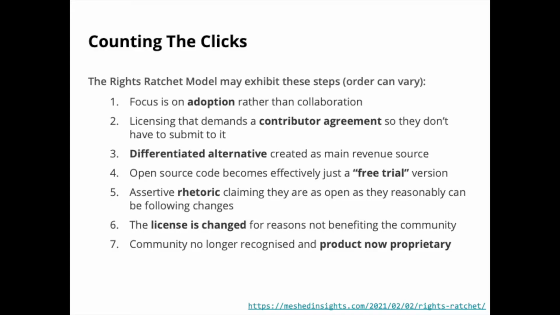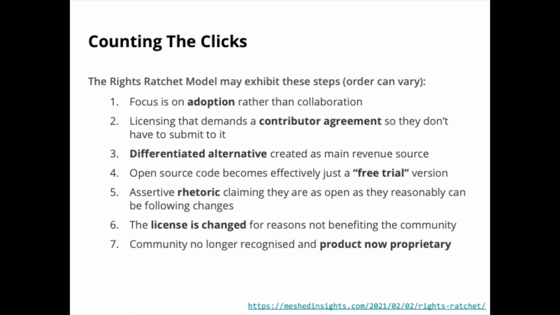Associated with the contributor agreement and the strong rhetoric and the free trial version, you'll often find the license gets changed along the ratchet for reasons that don't benefit the community, only benefit the central company. So not to update the license from Eclipse 1 to Eclipse 2, for example, but as you saw Sugar CRM doing, move from Mozilla to GPL v3 to AGPL. And that kind of a trajectory is quite characteristic of a rights ratchet.